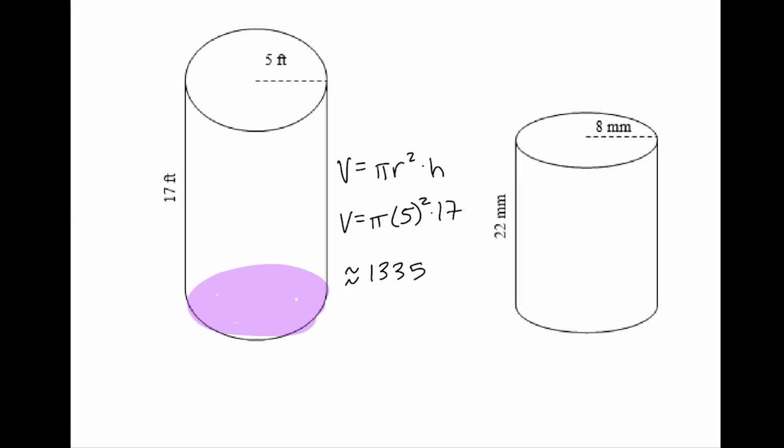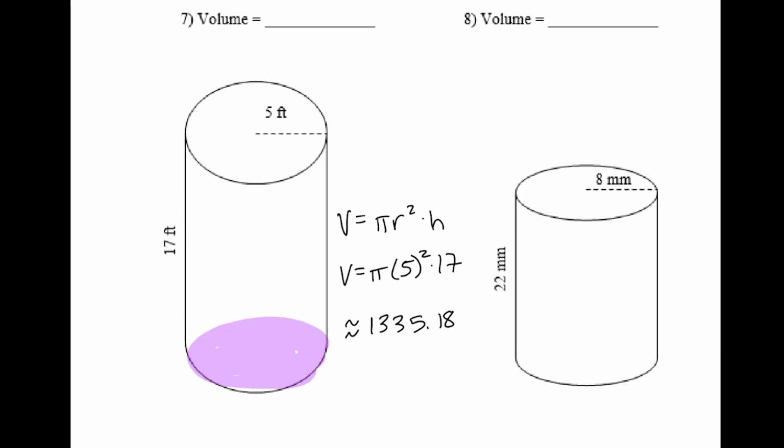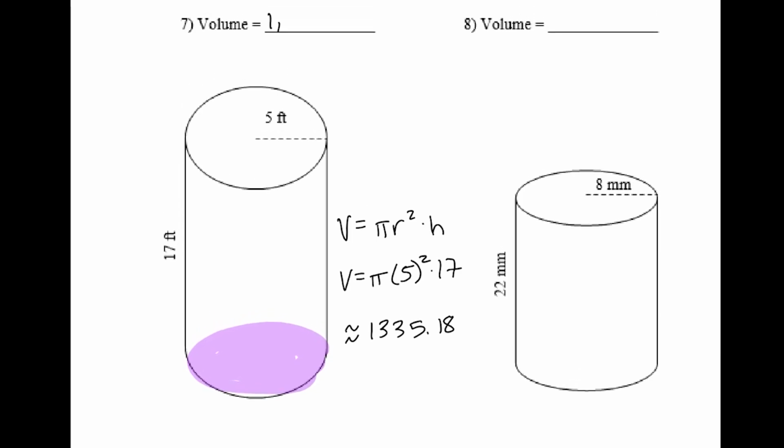answer. Now, even if I wanted an answer in terms of pi, I'd probably just have you use the calculator to do the 17 times 25 anyway. But yeah, so you're going to use a calculator, and you should get 1,335.18 cubic feet. You always want to take a look at what the units are to make sure that we are writing the correct thing.